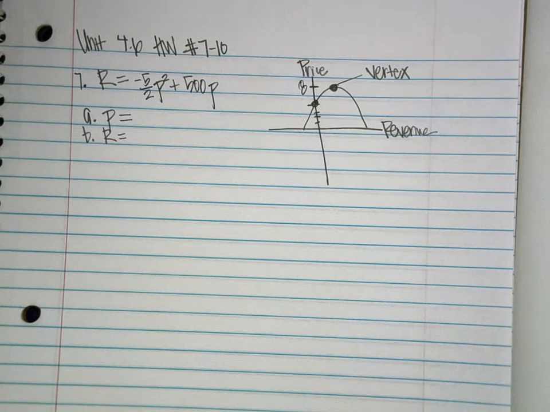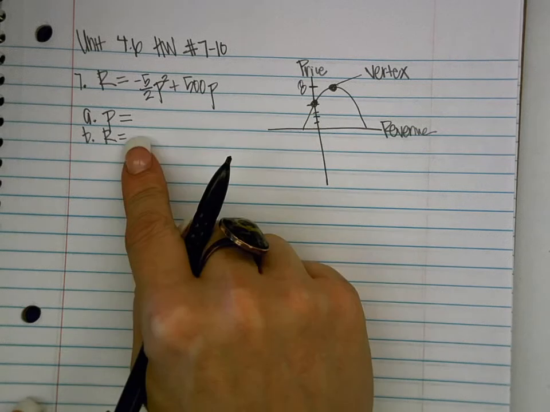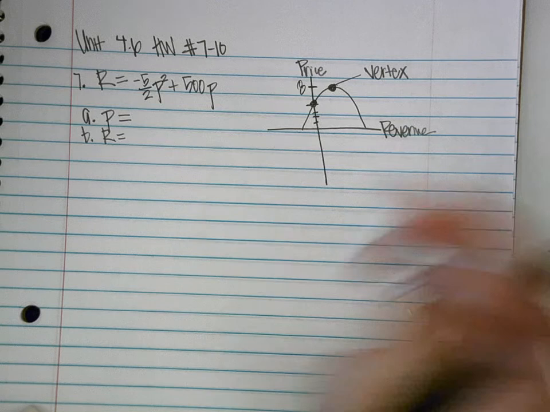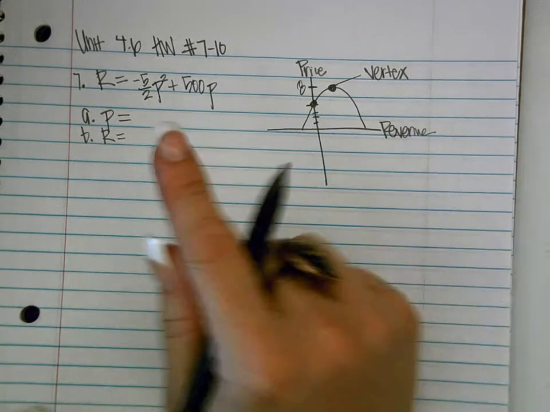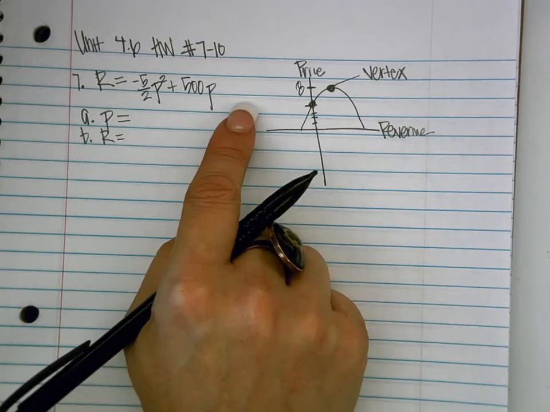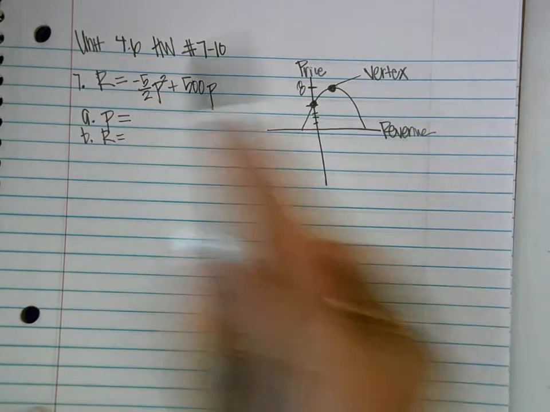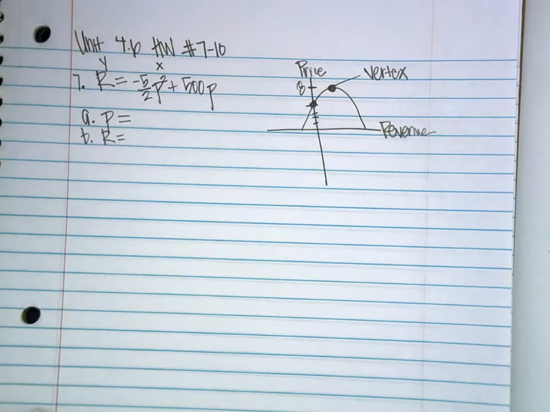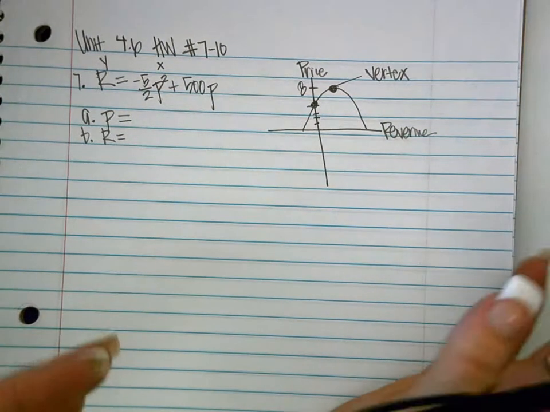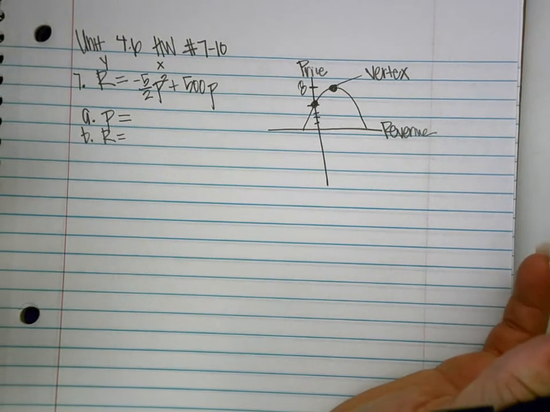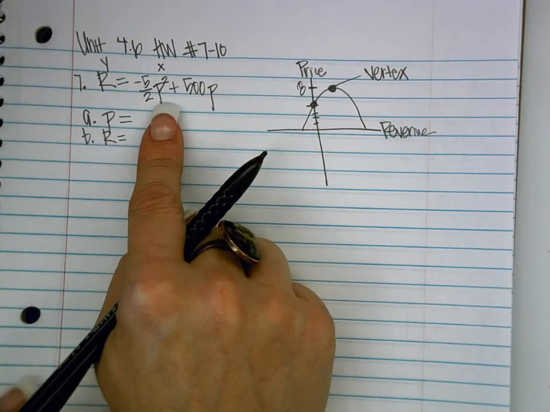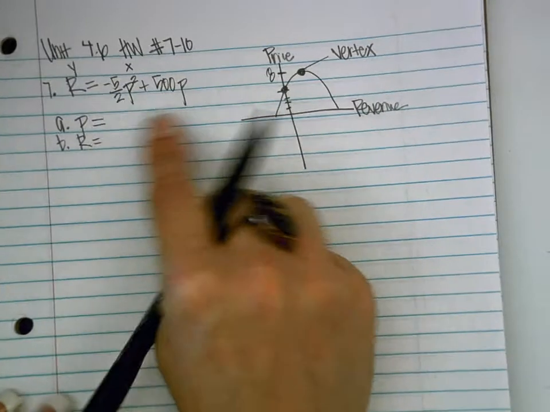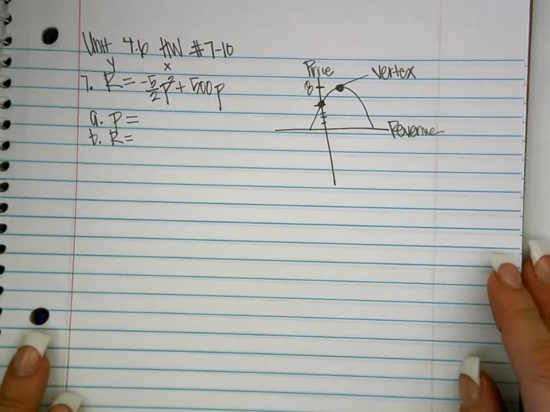The most difficult part here is not finding the answer, but figuring out which one is X and which one is Y traditionally. If you wrote this as a Y equals equation, where would the Y go? Where the R is or where the P is? The R. So when you're figuring these out, we just need to find the vertex. The X part of the vertex is talking about price. The Y part of the vertex is talking about revenue. So from this equation, how would you find the vertex? What would you have to do?